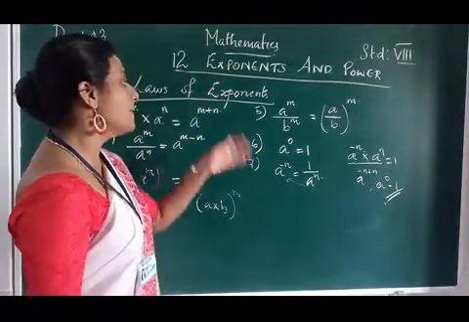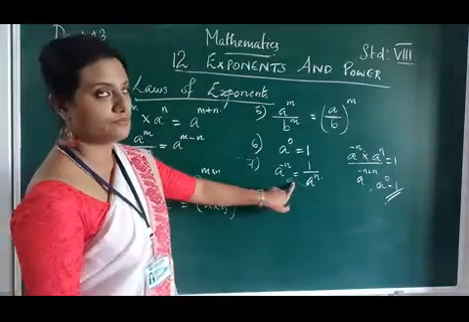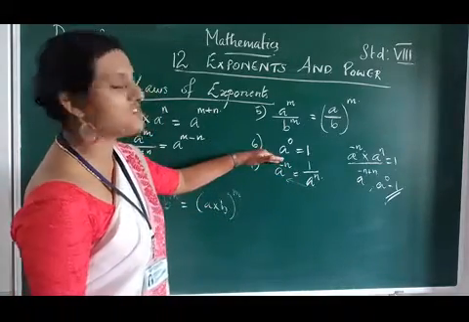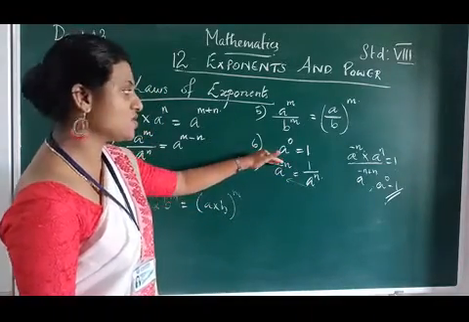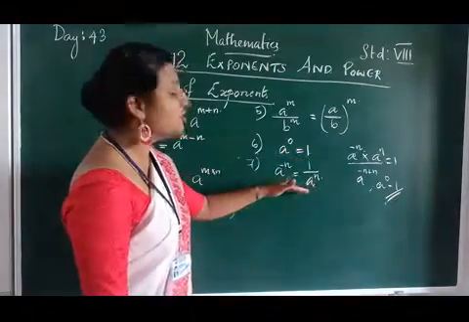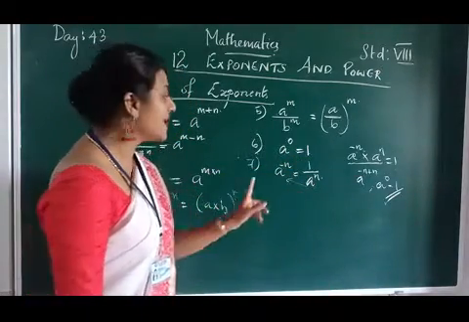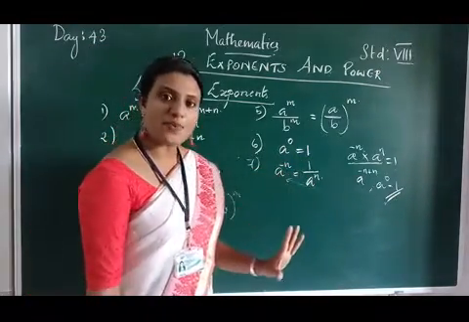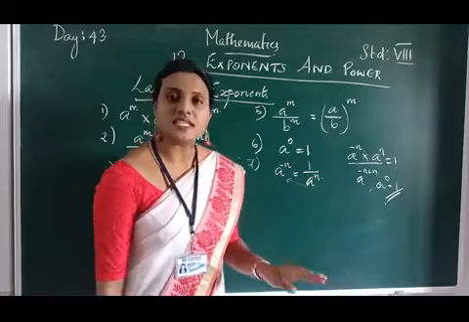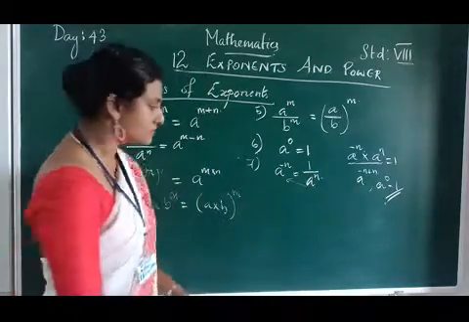So, these are the main ones. This is very important for this chapter. Up to this, you have studied in the 7th standard. A raised to 0 is equal to 1. This is the new one: any number with a negative power, make the negative power positive and take the reciprocal of that given number.